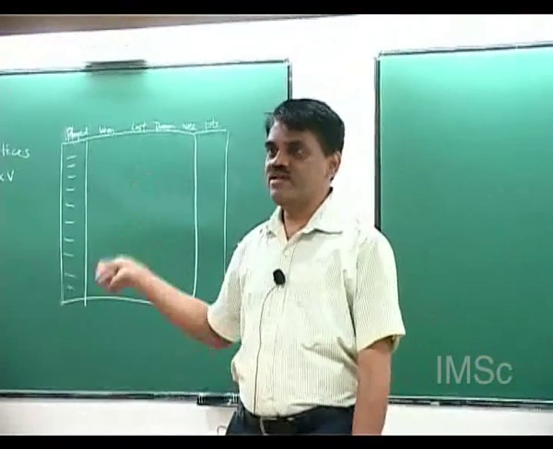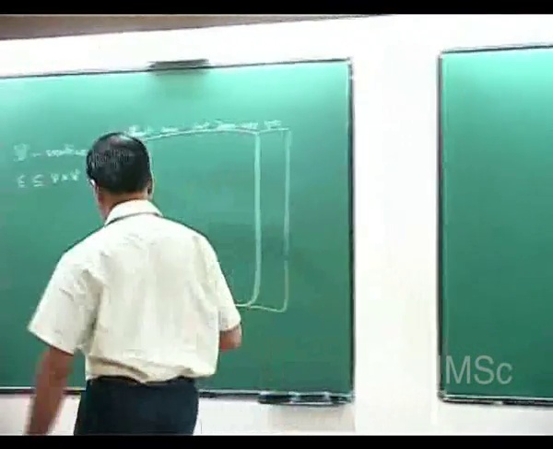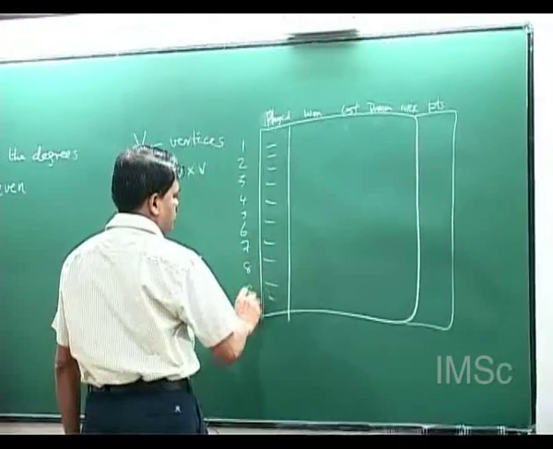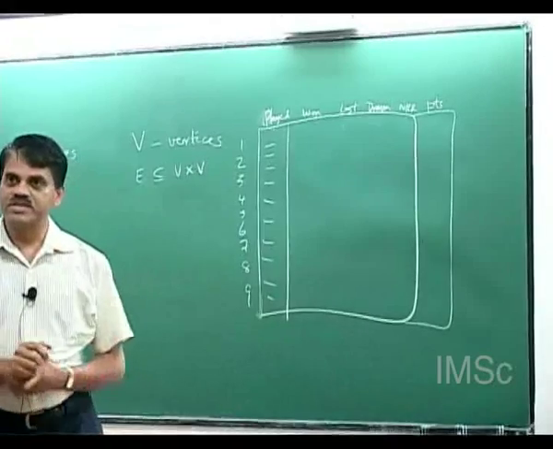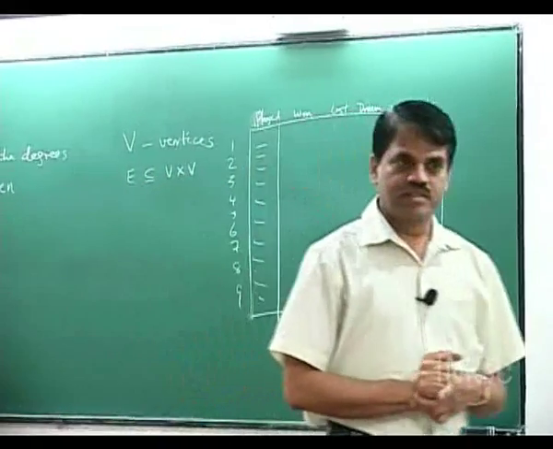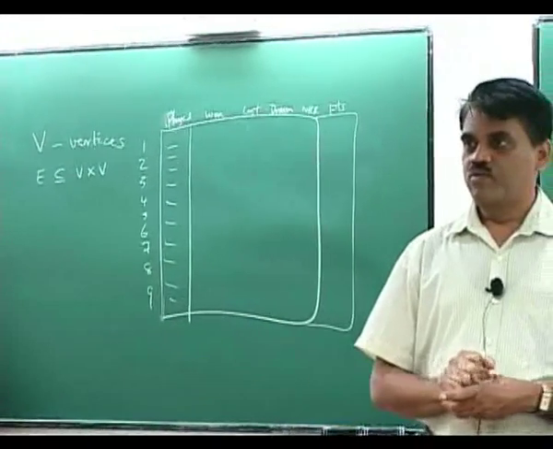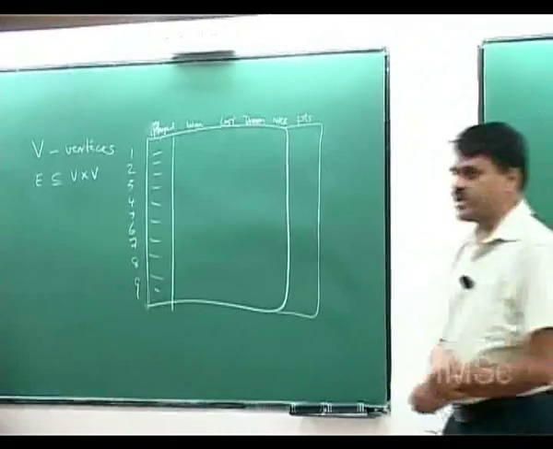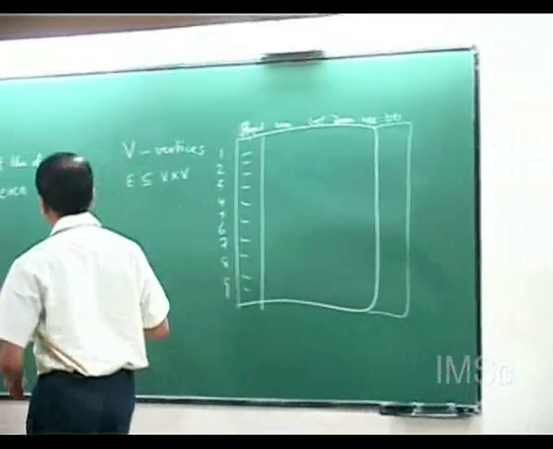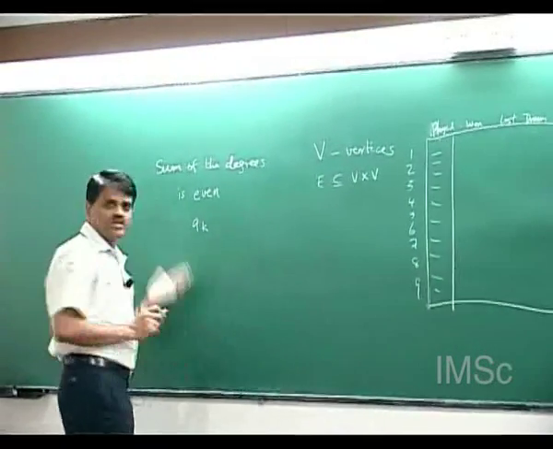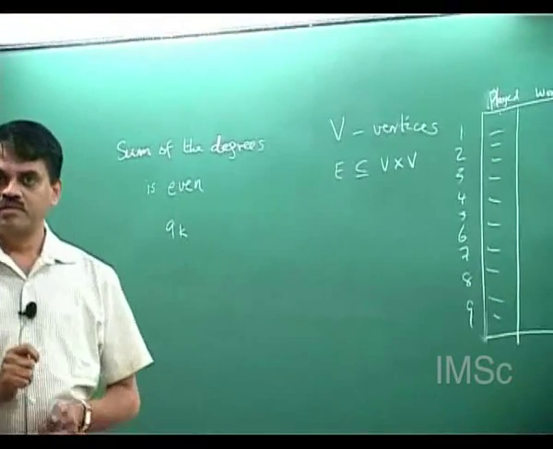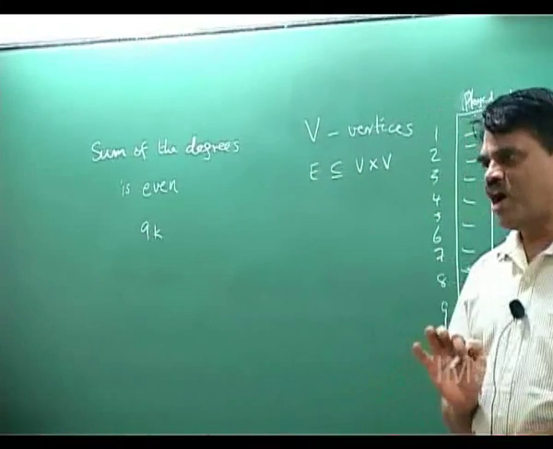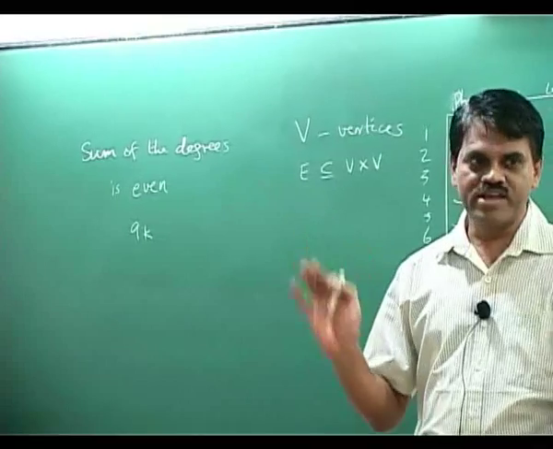How many teams are there? 9 teams are there. Okay, let's make note of that. So there are 9 teams. If everybody has the same number of matches, then what is the total degree? Let us say they all have k matches played, and the total degree is 9 times k. Is it not possible? If k is even, it is possible. At least you can't rule it out, but clearly you can rule out when k is odd.